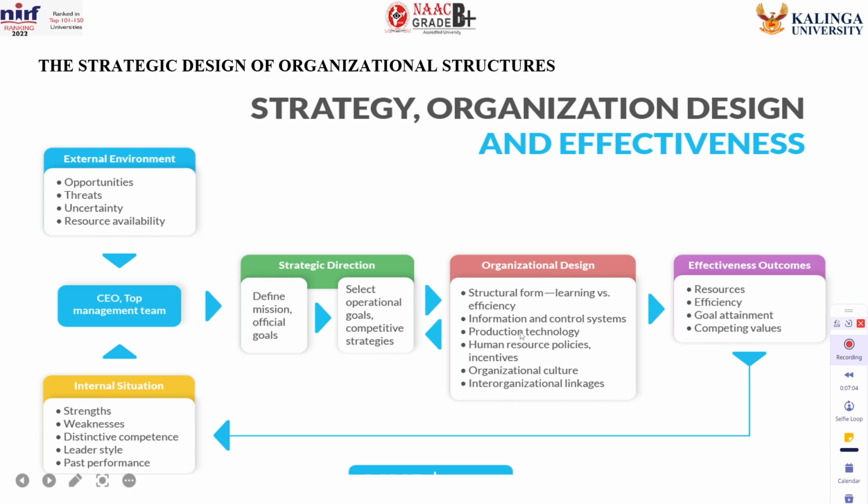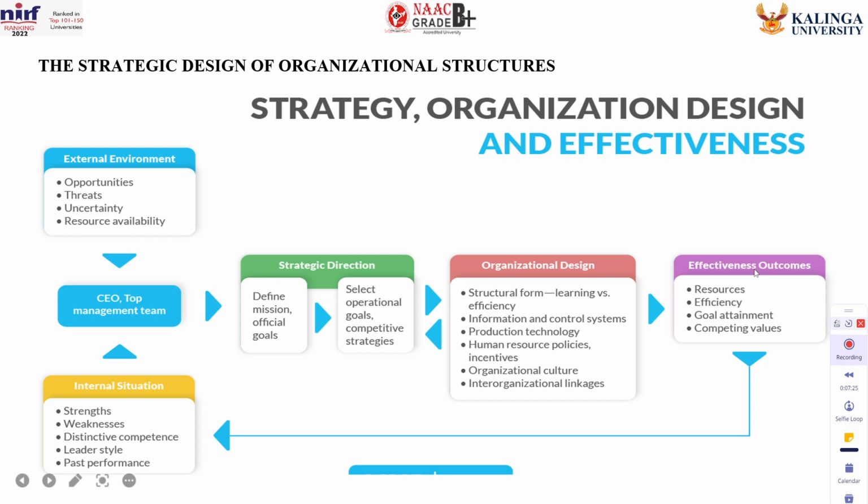And finally, organizational design gives birth to the effectiveness of outcomes. So whatever we have used here, these are the inputs, and here we have the output, which is effectiveness of outcomes, that is resources, efficiency, goal attainment, and competing values.